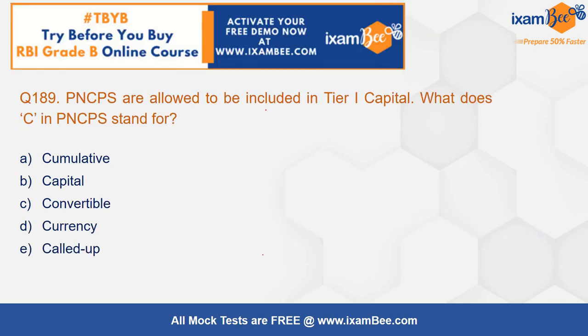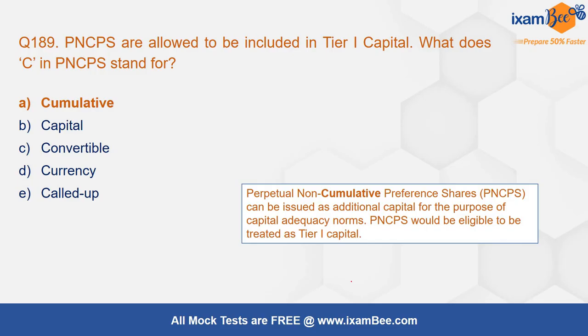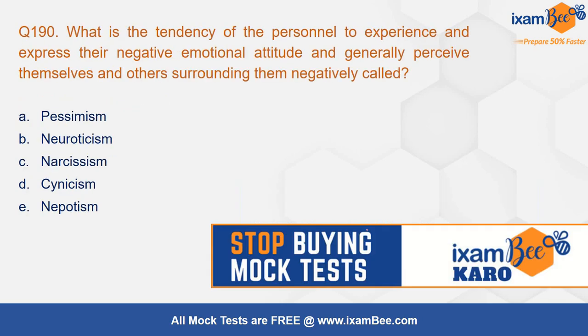What does C in PNCPS stand for? Actually, you should know the full form of PNCPS. PNCPS is perpetual non-cumulative preference share. So these are preference share, non-cumulative, perpetual. So C stands for cumulative. It can be issued as an additional capital for the purpose of capital adequacy norm. It is in tier 1.